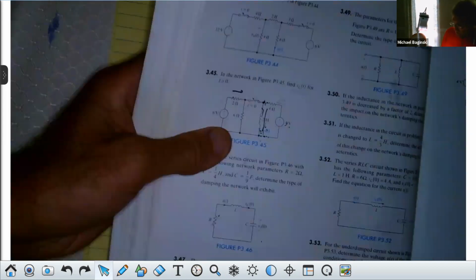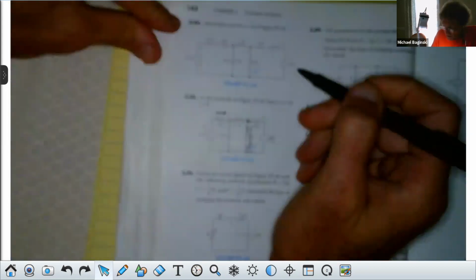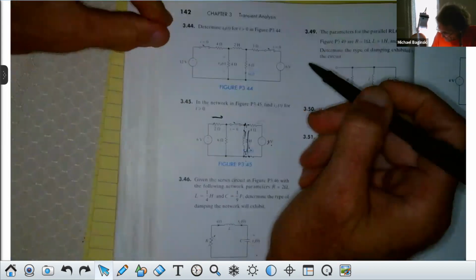That's still one where it doesn't have a final value that's not 0. Now, this is a tougher problem. I want you to look at 3.44. We're going to talk about it. Are you with me?